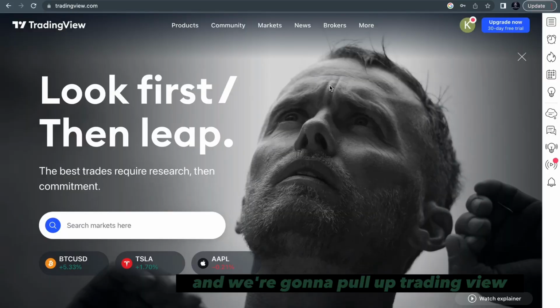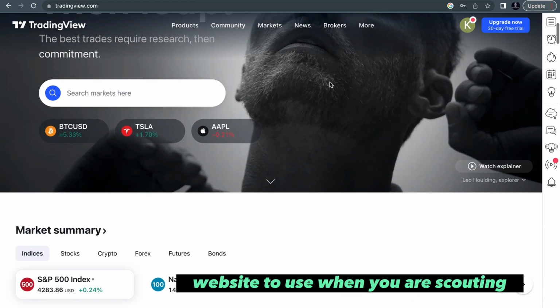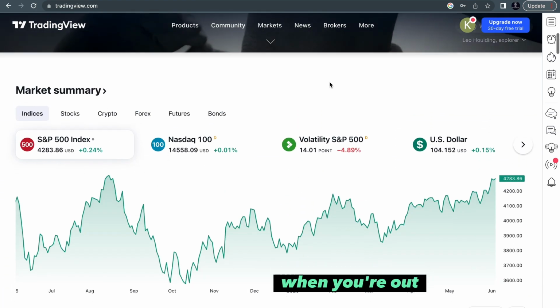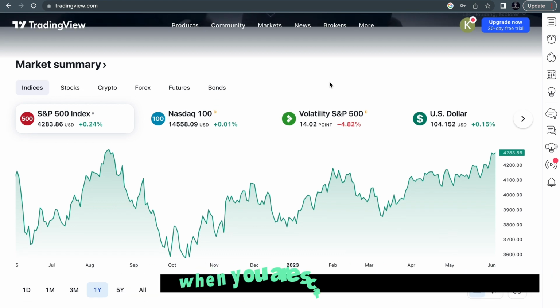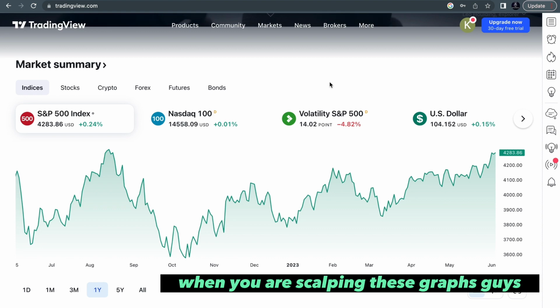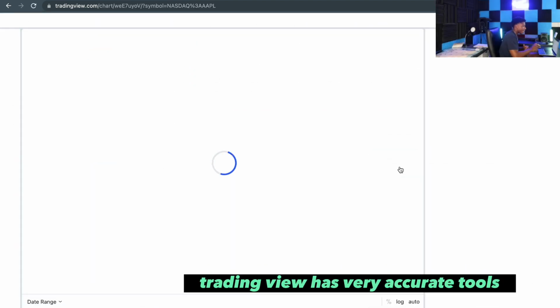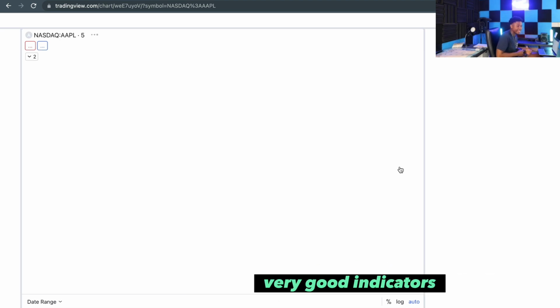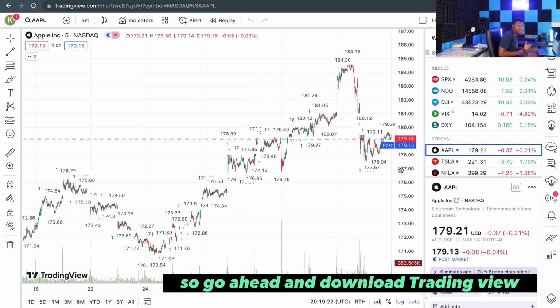So guys, we are gonna hop straight onto the desktop and we're gonna pull up TradingView. TradingView is absolutely the best website to use when you are scalping these graphs, guys, when you're scalping these charts. And TradingView has very accurate tools, very good indicators, and it's very easy to use. So go ahead and download TradingView. Go ahead and make an account.